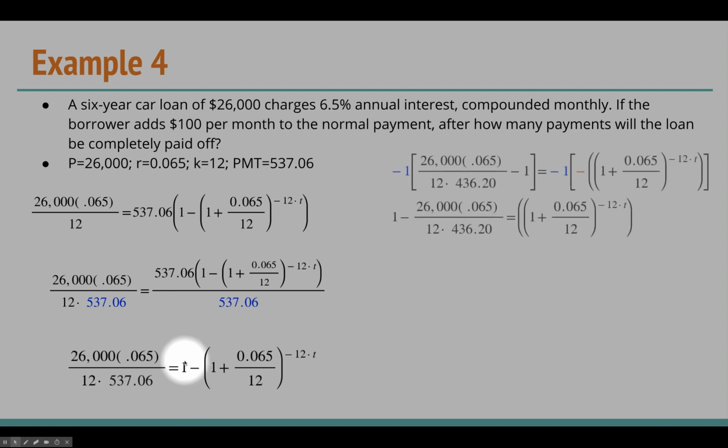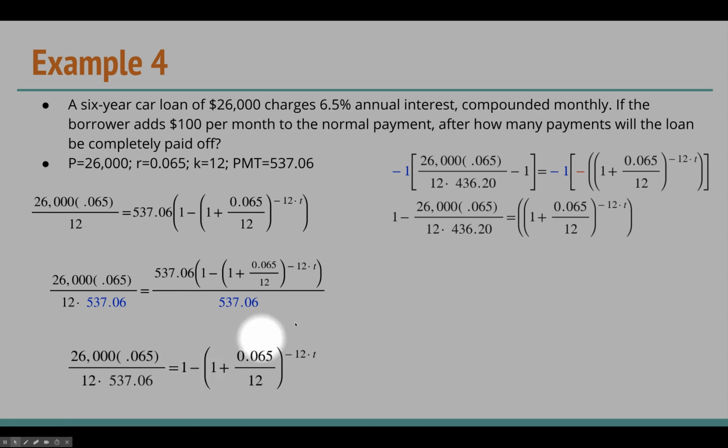Okay, so continuing to isolate the t on the right side, we got to get rid of this 1 here. So I'm going to subtract 1 from both sides. And so there's a couple steps that are taking place here. You'll notice that I've subtracted 1 from the left-hand side here, and I've subtracted the 1 from over here on the right side. And the problem with that is that it leaves me with this negative sign in front of this expression, the 1 plus 0.065 over 12 to the negative 12t. That's coming from the original expression right here.